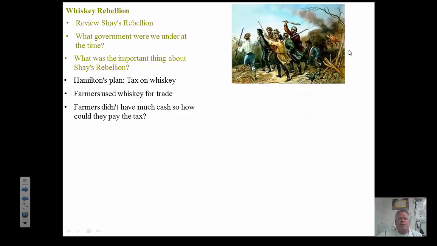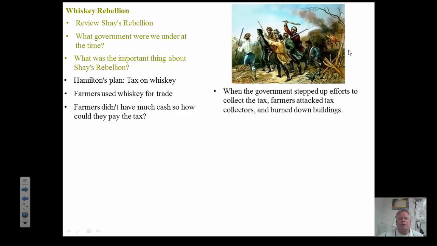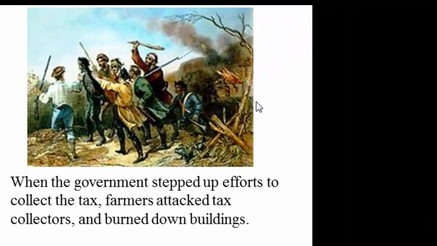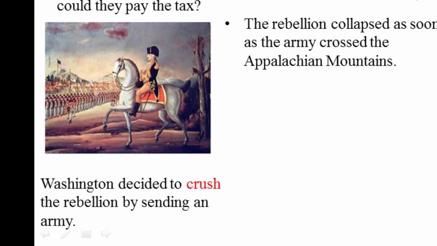So, when the tax collectors came around, the farmers attacked them, and they started burning down buildings. Well, Washington was having none of this time. He immediately decided to crush the rebellion by sending an army, and the rebellion collapsed as soon as the army crossed the Appalachian Mountains.